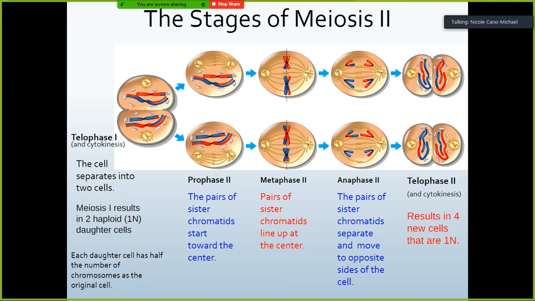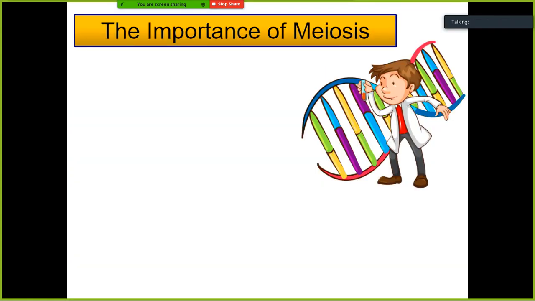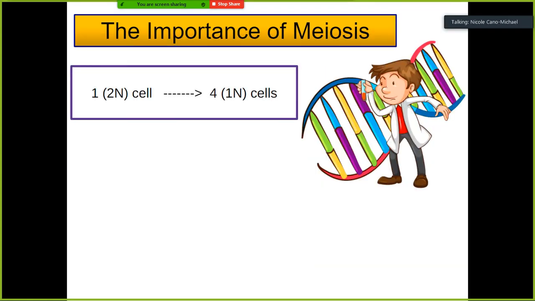It doesn't say that moms have to go one way and dads go the other. That's not how this works at all. So at the end of telophase 2, I have 4 100% unique individual haploid cells, which of course create genetic variation in this species. So, the importance of meiosis.